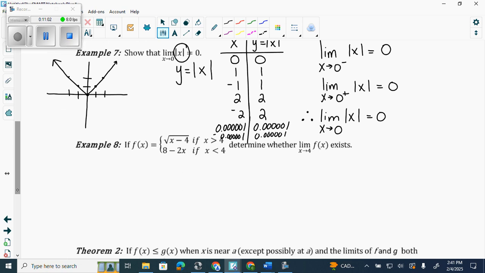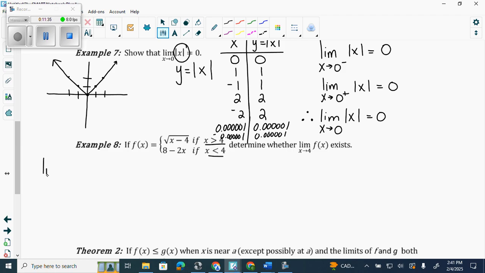Example 8, we have a piecewise function. You've never seen so many piecewise functions in your life until like this last week. So this says f of x equals square root of x minus 4, if x is greater than 0. This is from the what? X is greater than 0. Is it from the right or from the left? It's going to be right. And then less than 0 is going to be from the left. So that's where I can get my two limits from, correct? So let's fill it in.